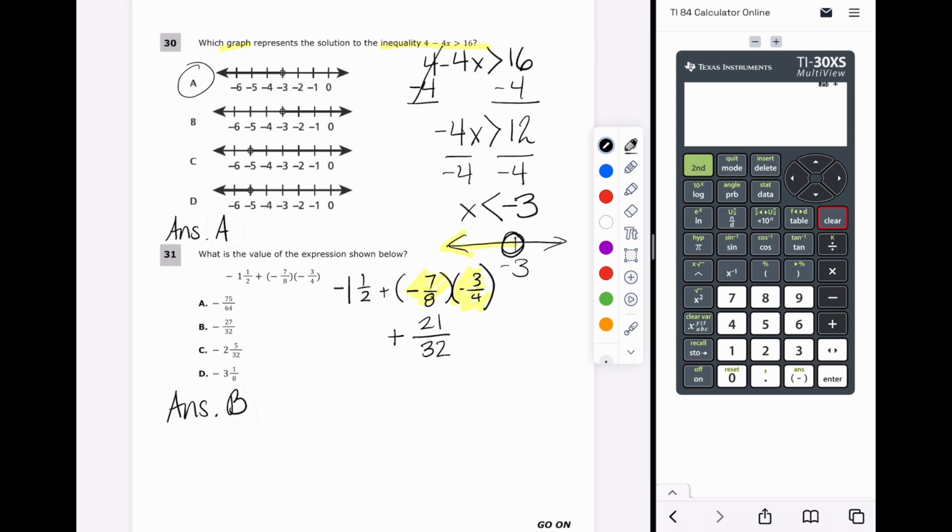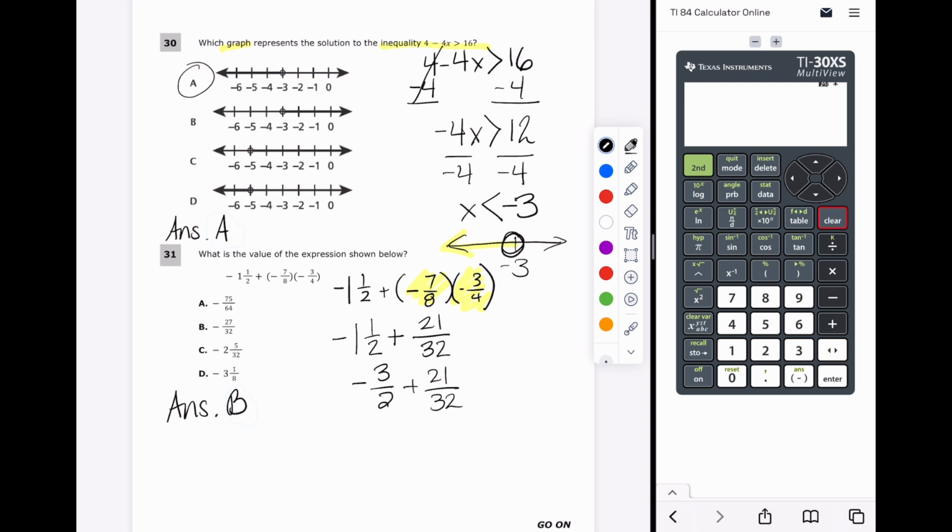Okay, so just be careful with that. So far we're so good. 21 over 32. And I have to add negative 1.5. Let's change this to an improper fraction. So negative 3/2 plus 21 over 32.